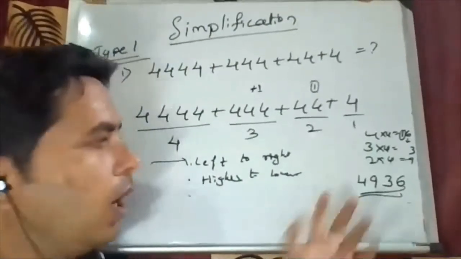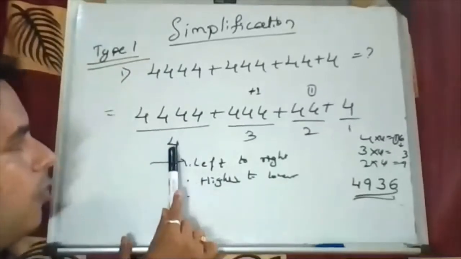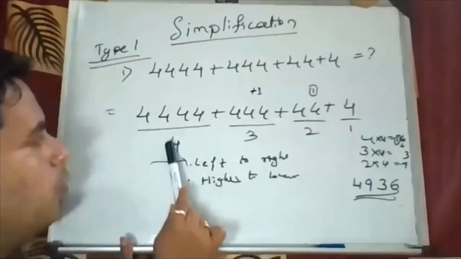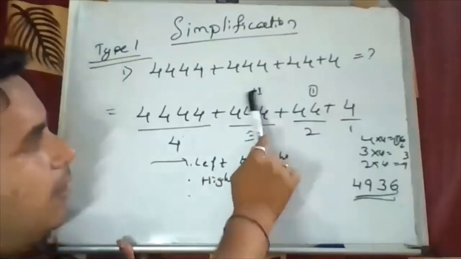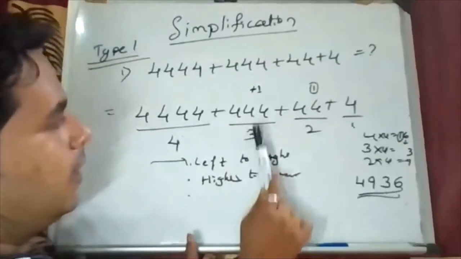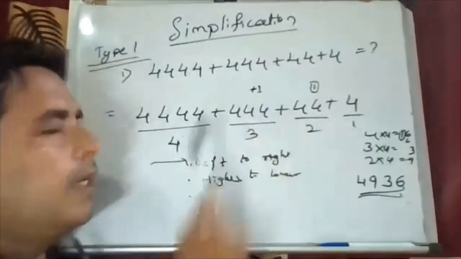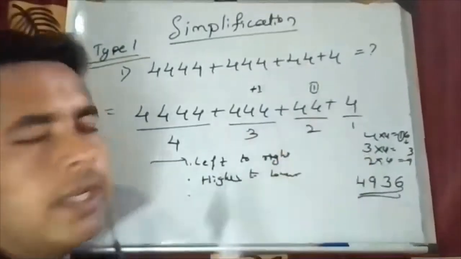4936. So how do you have to do it again? I'll just repeat. Just multiply this 4 into the last digit. So 4 into 4 is 16. Write a 6 here and carry forward to the next order. Then again 3 into 4 is 12. Add that one carry, so you'll get 13. So write 3 here and carry to the next side.